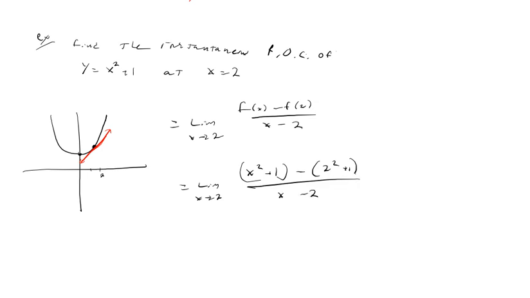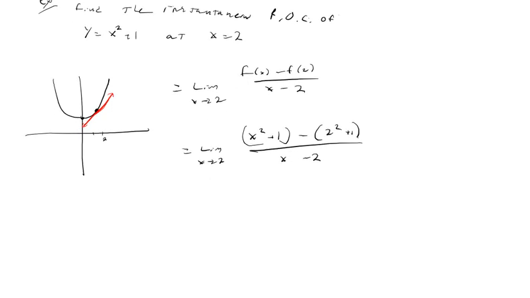And then we are eventually going to find a limit. If I plug it in now, what's going to happen? If I plug in my 2 right now, I'm going to get 0 over 0. So I know that I have to do a little bit of limit manipulation, just like you did before. So this is going to be the limit as x approaches 2 of x squared plus 1 minus 2 squared is 4. 4 plus 1 is 5 over x minus 2.